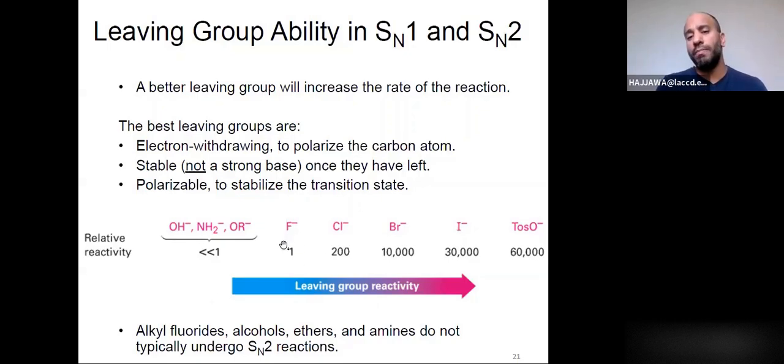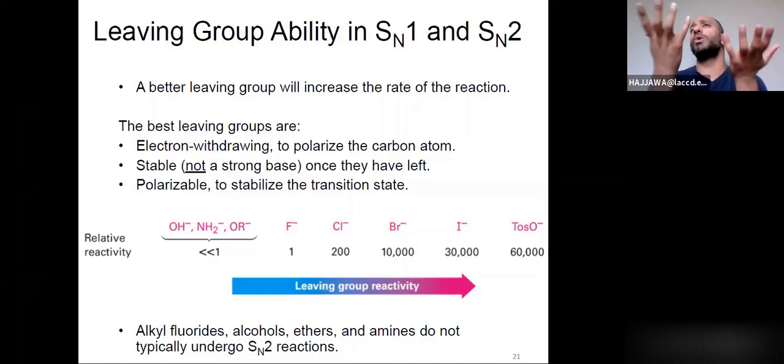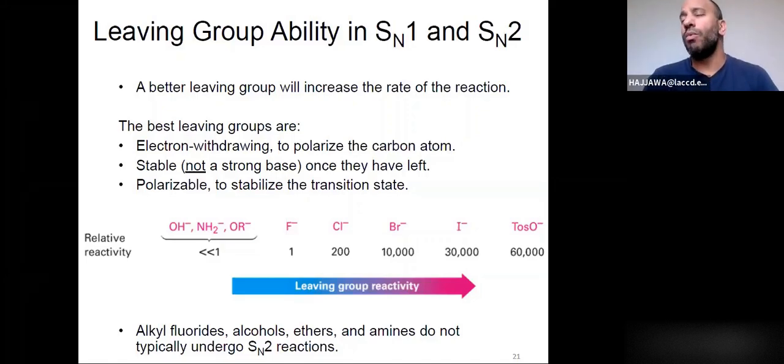Chloride is 200 times better. Bromide is better than chloride. Iodide is better than bromide, and the best leaving group would be tosylate. So how would a question be asked about this? I could give you 2-iodobutane versus 2-chlorobutane, and ask you which of the two is faster in SN1. Well, wait a minute. Both of them are secondary alkyl halides. So it doesn't have to do with the alkyl halide type. It has to do with the halide group that's attached. The better leaving group will have the faster reaction rate than the other structure.